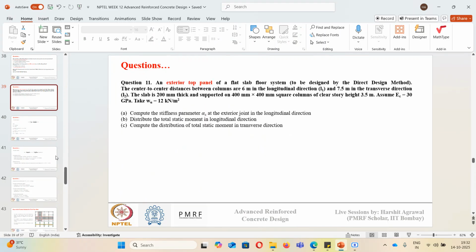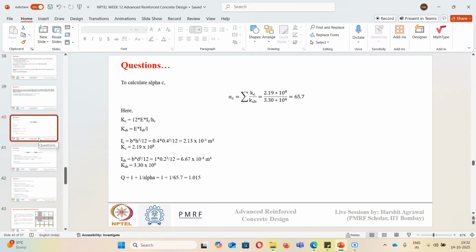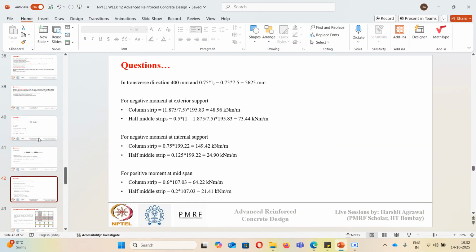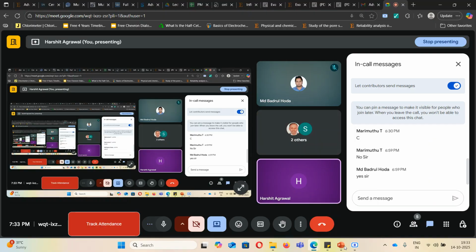So in the exam, either one of the parts can be asked to you. Either this calculation of AC or the distribution of moments can be asked to you. So how it is done, I have shown in this question. Any doubt in the question on how the application is done for the direct design method? I hope this was clear to everyone.